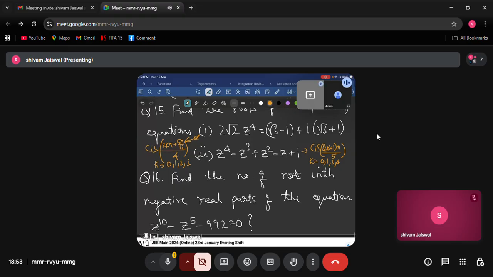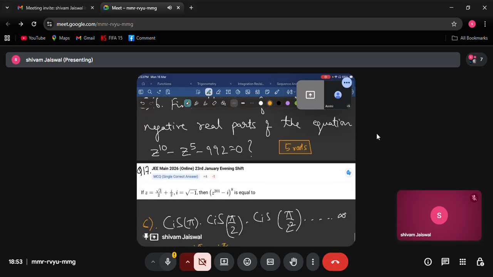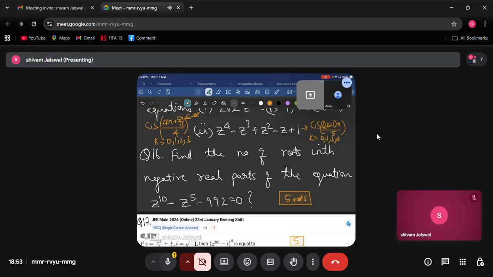Number 16, there will be 5 roots. Number 17 will be equal to 5. Tell me, anyone having any doubt, you can ask me now. Shomita, Raktim. Sir, can you solve the 16? Yes, I'm getting another answer. Okay, I'm solving.